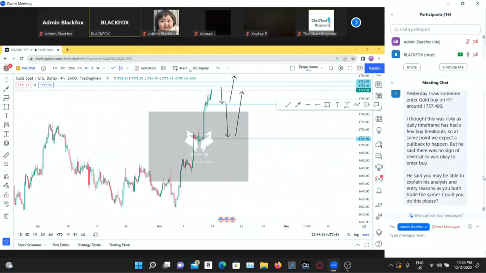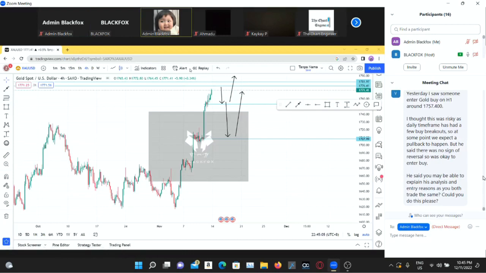Yesterday I saw someone in the gold buy on H1 around 1.57. I thought it was interesting. Apa yang dicap? Dia cakap pasal entry si Zaki dekat grup yang dia buy dekat H1, sedangkan daily tengah mau sell. Coba kau tolong jawab pula.